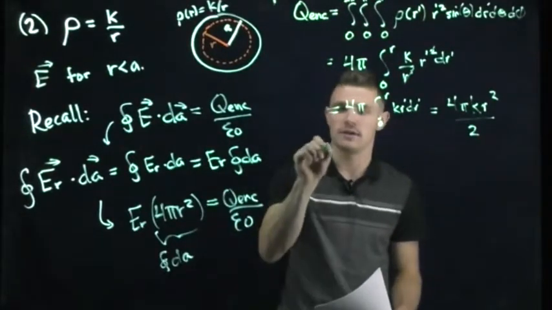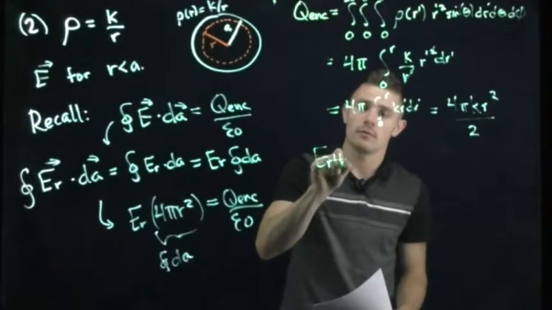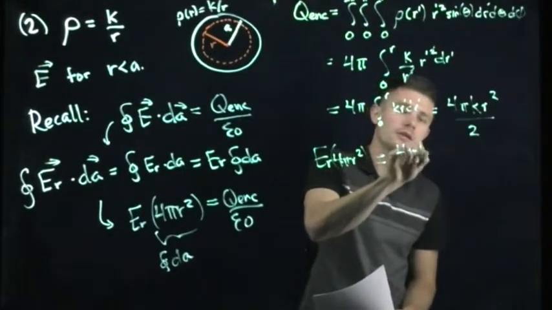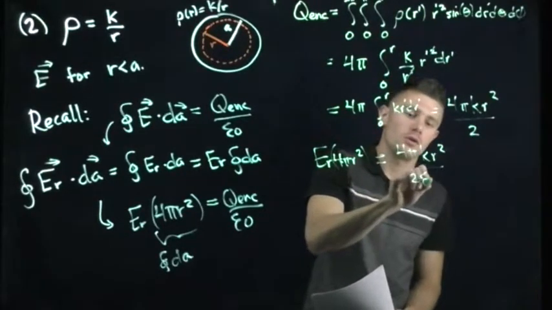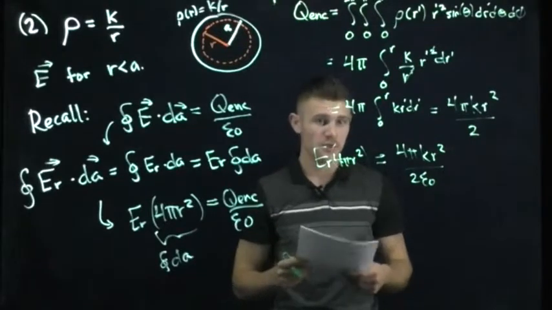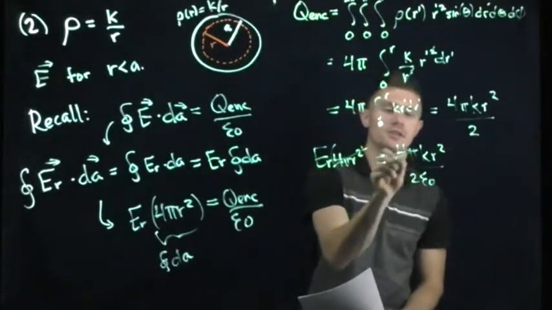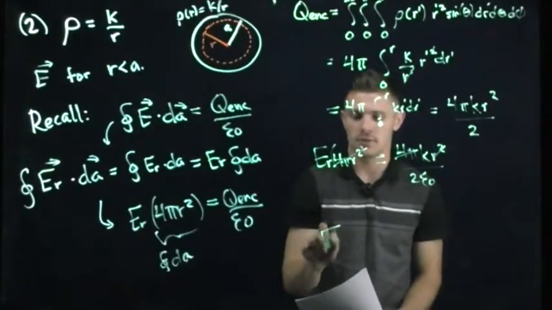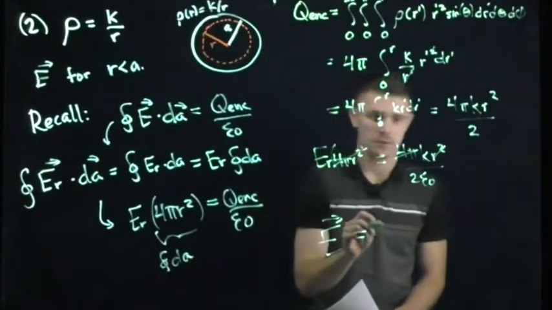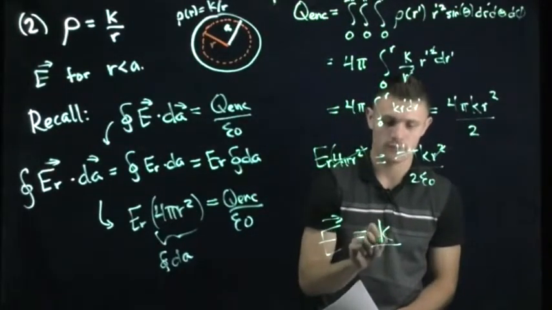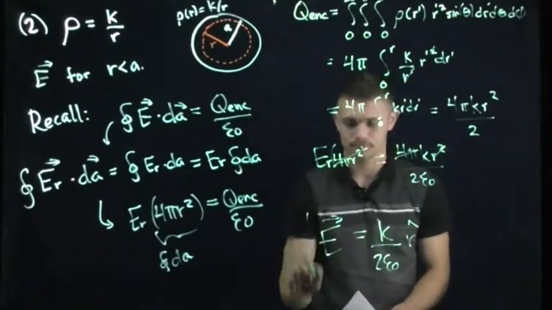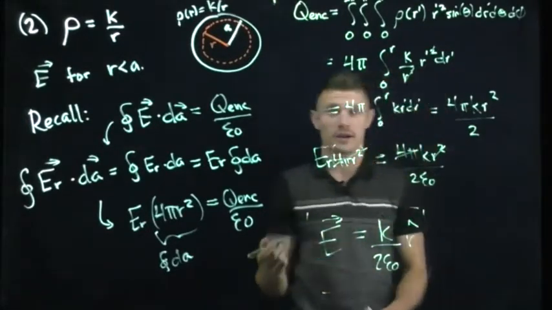Putting it all together, we have that E_r 4 pi r squared is equal to 4 pi k r squared over 2 epsilon naught, from Gauss's law. So we can cancel the 4 pi and the r squared, and we're left with the radial electric field, because again we know the electric field is radial, equal to k over 2 epsilon naught r hat. Now we recognize that this is a constant field.